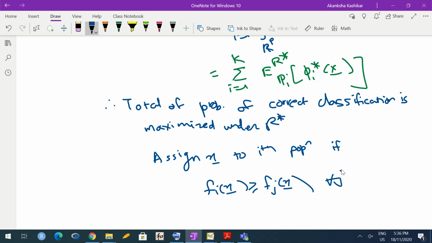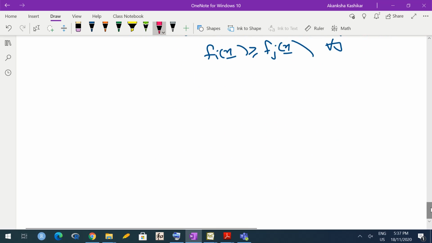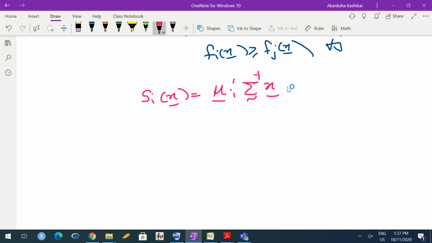Now I have some homework for you. The homework is, try to derive this rule for the normal case. Means you just have to substitute fix and fjx and try to see if you can come up with some score function. I will give you the final answer also, but I want you to verify it. So ideally in the case of multivariate normal, you can come up with a score function for the ith population, S_i(x), which is mu I prime sigma inverse x minus half mu I prime sigma inverse mu I. So this is known as the discriminant score.